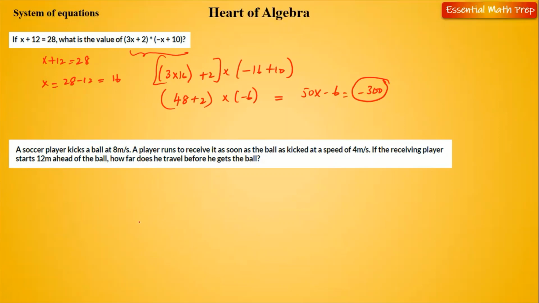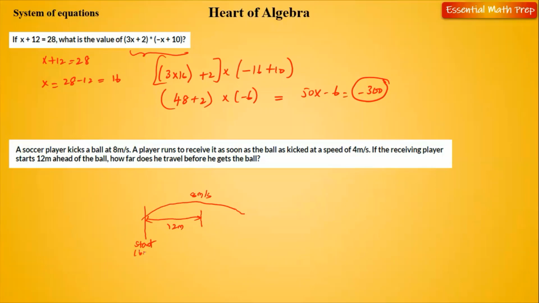Here's how it works. The player is actually starting 12 meters ahead. If this is where the soccer ball is kicked from, this is the start. He's got a head start of 12 meters over the ball, okay? The ball is kicked at a speed of 8 meters per second, so eventually the ball would land somewhere here. He is starting from here, and he's got a head start of 12 meters from where the ball is starting.